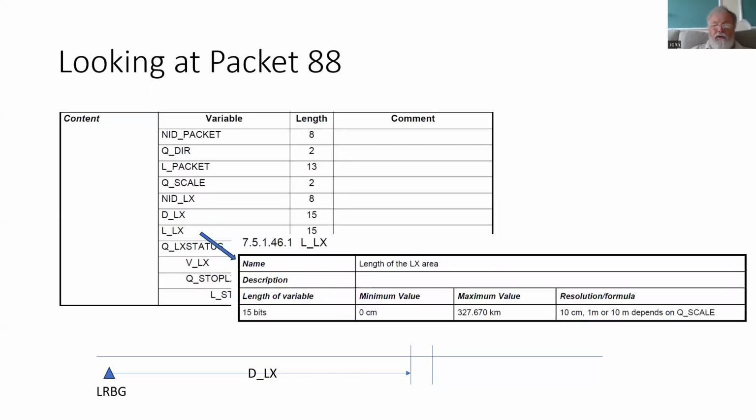Moving on, we find the length of the LX area. This is going to be the extent over which the level crossing is considered to be unprotected and that action may be taken. That is the distance from the start of the LX area to the end of that level crossing, and that would typically be the extent of the roadway.